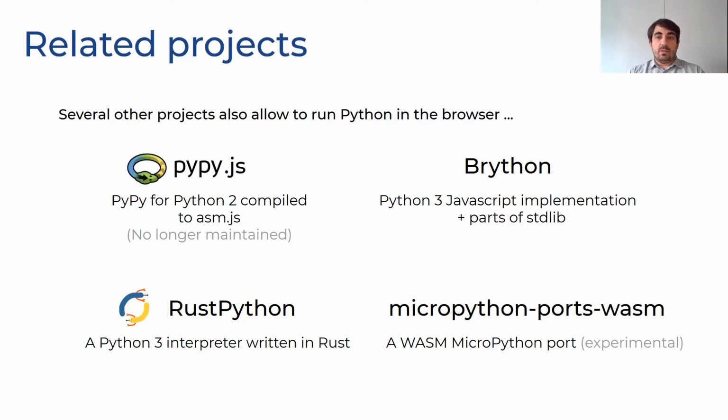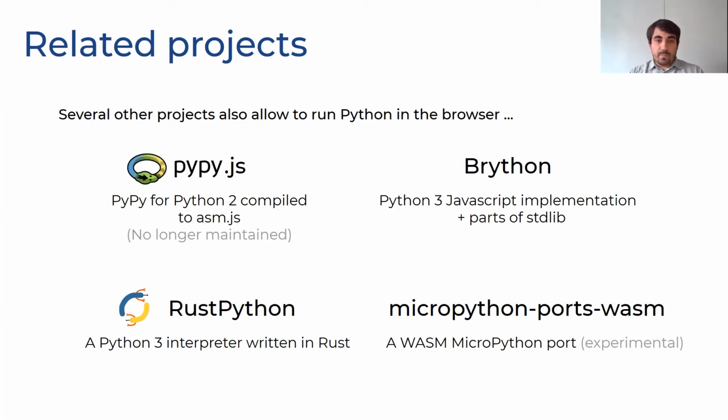Then there is the Brython project, which implements a Python 3 interpreter using JavaScript. And it also includes parts of the stdlib. There, the challenge is how can we add support for modules that use C extensions.